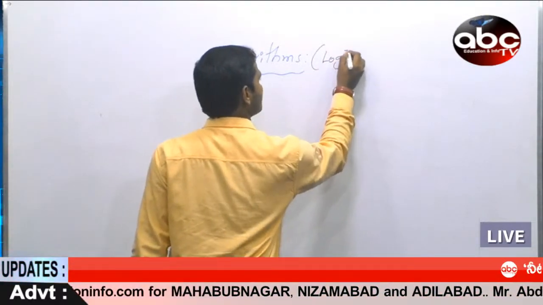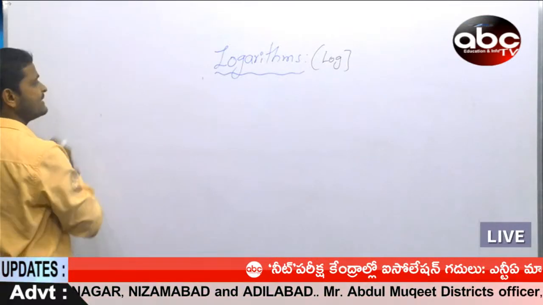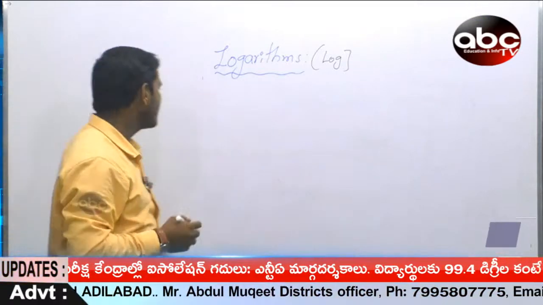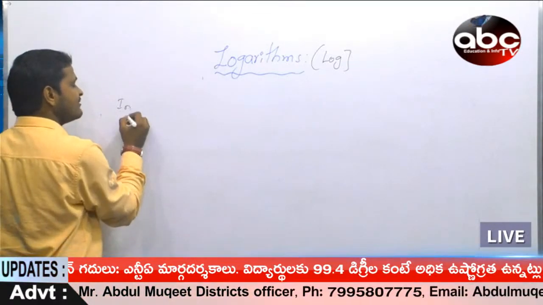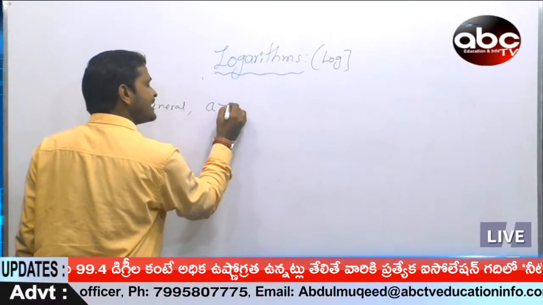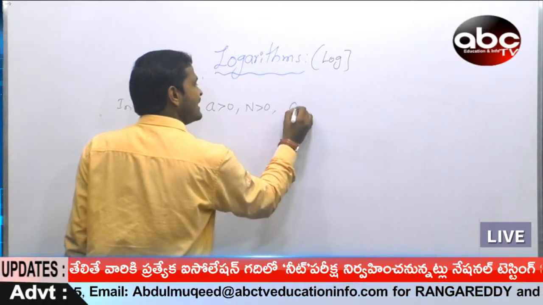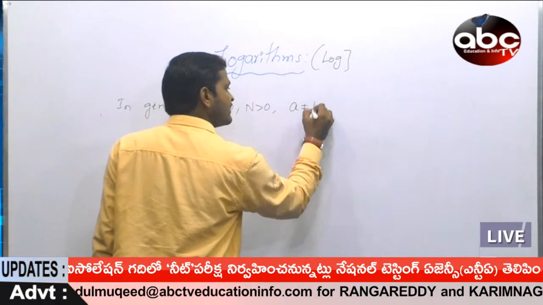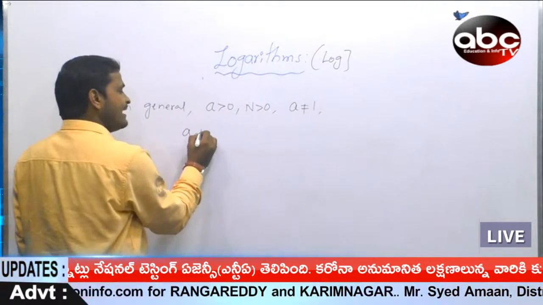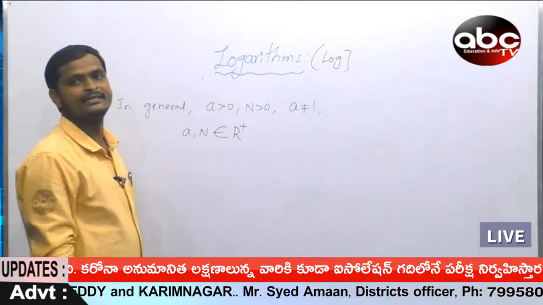We can write the short form, log. Okay, then the general form of logarithm. In general, how do we write the general form for any real number? In general, where a is greater than 0 and n is greater than 0, a is not equal to 1, where a and n belong to real positive numbers.